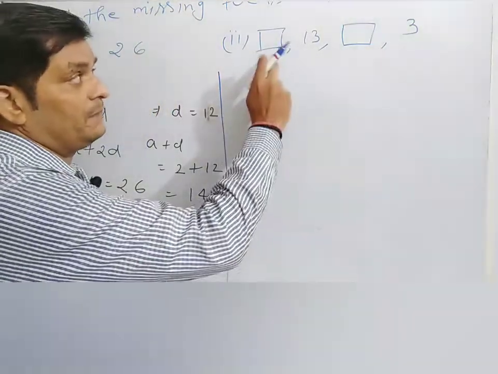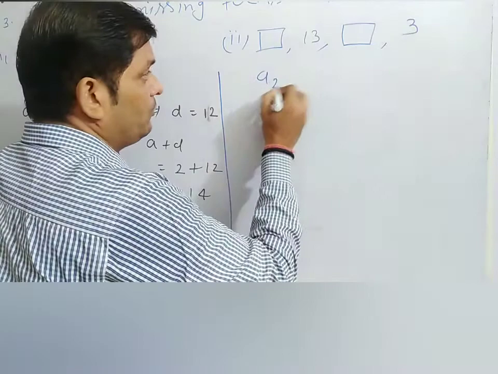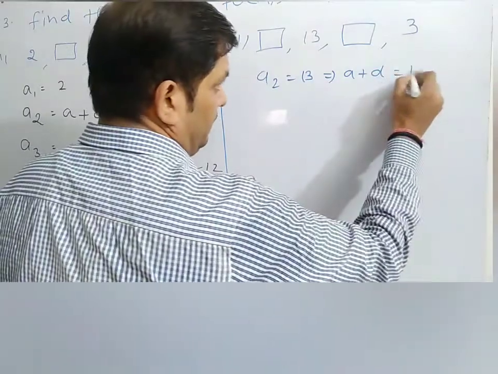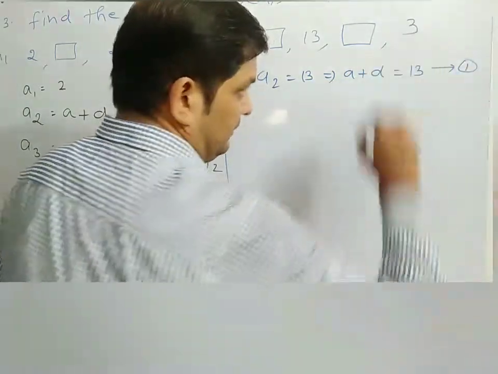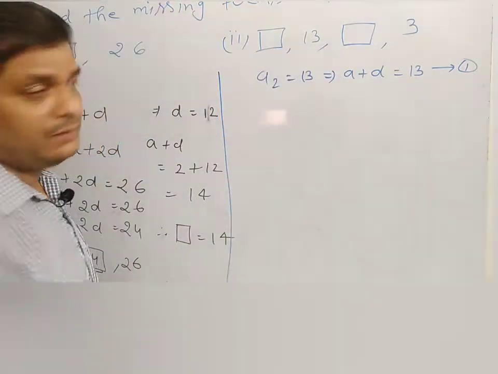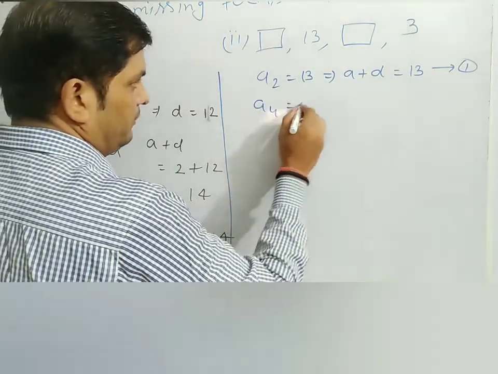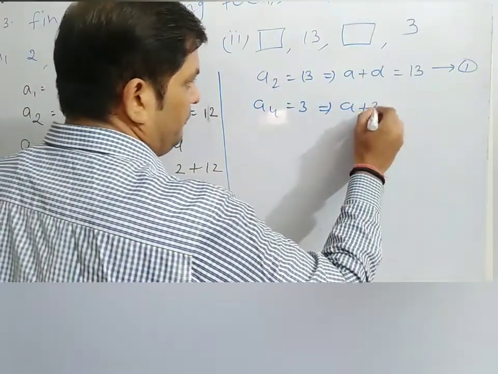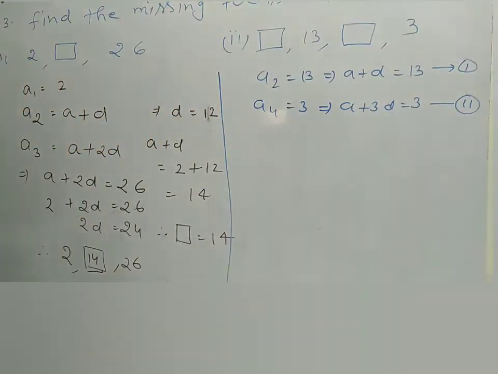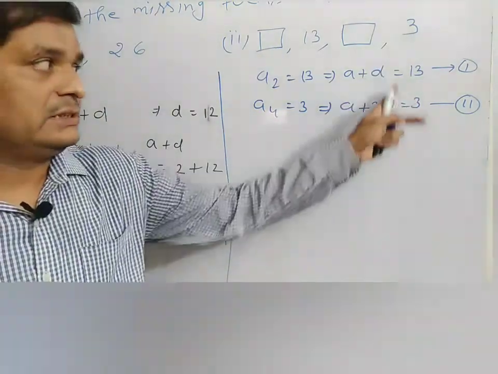Now here you can see A has not been given. Second term is given. That means you can say A2 is equal to 13. In place of A2 we can write A plus D is equal to 13. Let's call it the first equation. Third term has not been given. Fourth term is 3. That means A4 is equal to 3. So we can write A plus 3D is equal to 3. It is the second equation. So now in this way I got two equations.